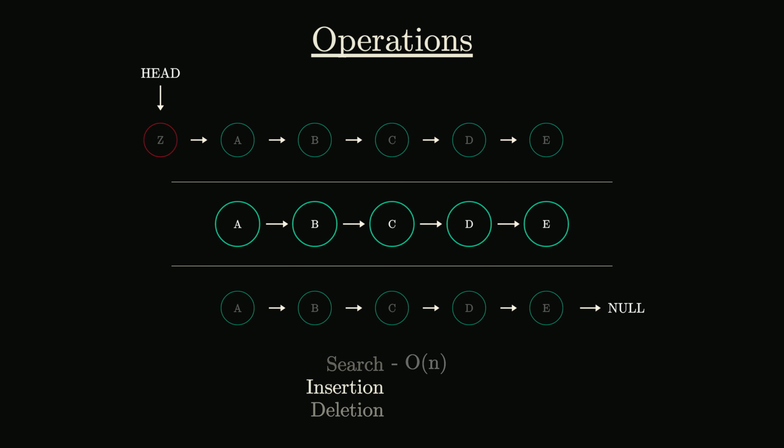Insertion at an index of a linked list requires more steps. Let's insert a node between nodes C and D. Iterate through the linked list until node C, the left node, is reached. Again, create the new node.